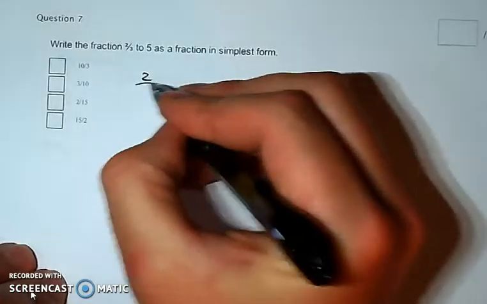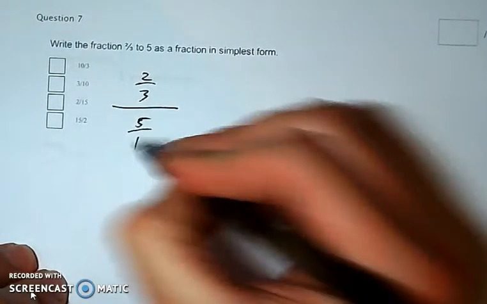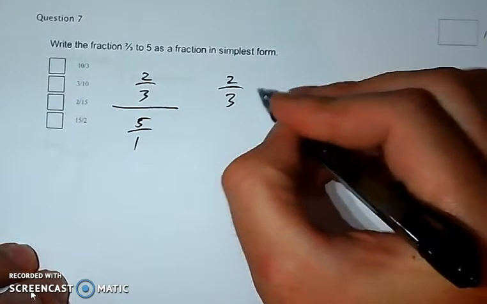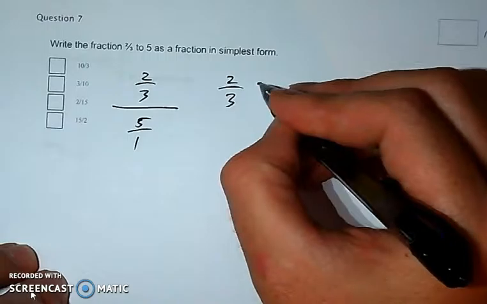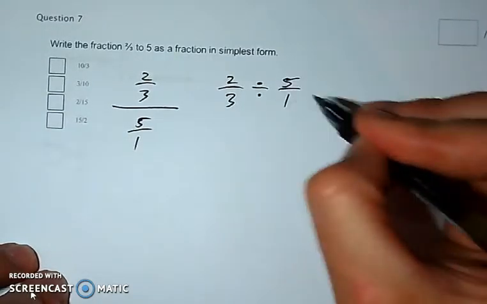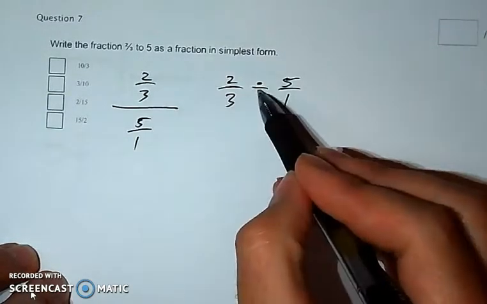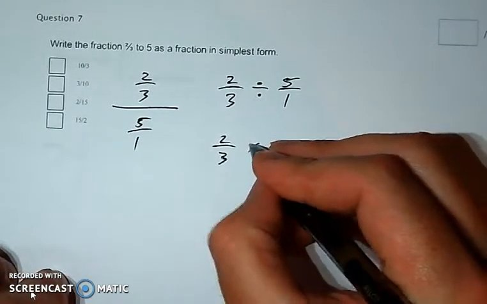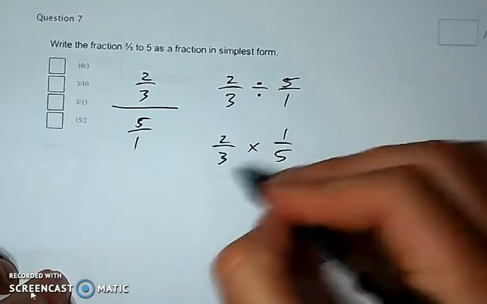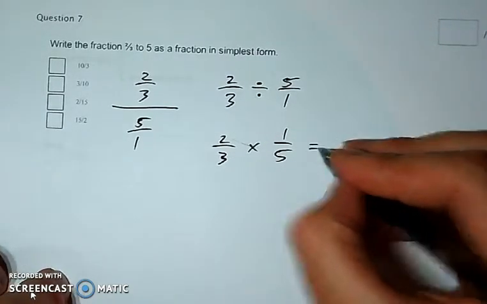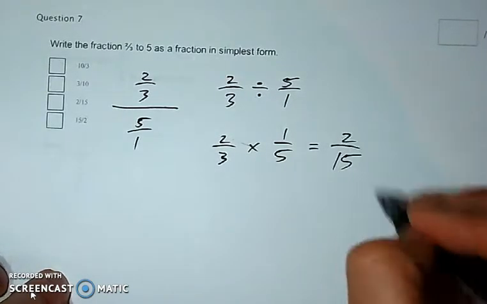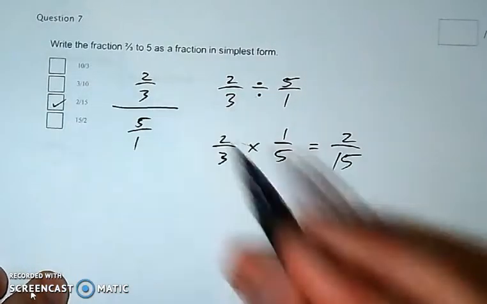Question 7. This fraction in simplest form, 2/3 to 5, 5 over 1 in simplest form. We need to keep, we need to change, and we need to flip. But I like to write it out correctly first so I don't make any mistakes. This is 2/3 to 5 over 1. So keep the first one, change, and then flip. We cannot do any cross simplifying or any simplifying at all right now. 2 times 1 is 2. 3 times 5 is 15. Can't simplify. That is our final answer, 2 over 15.